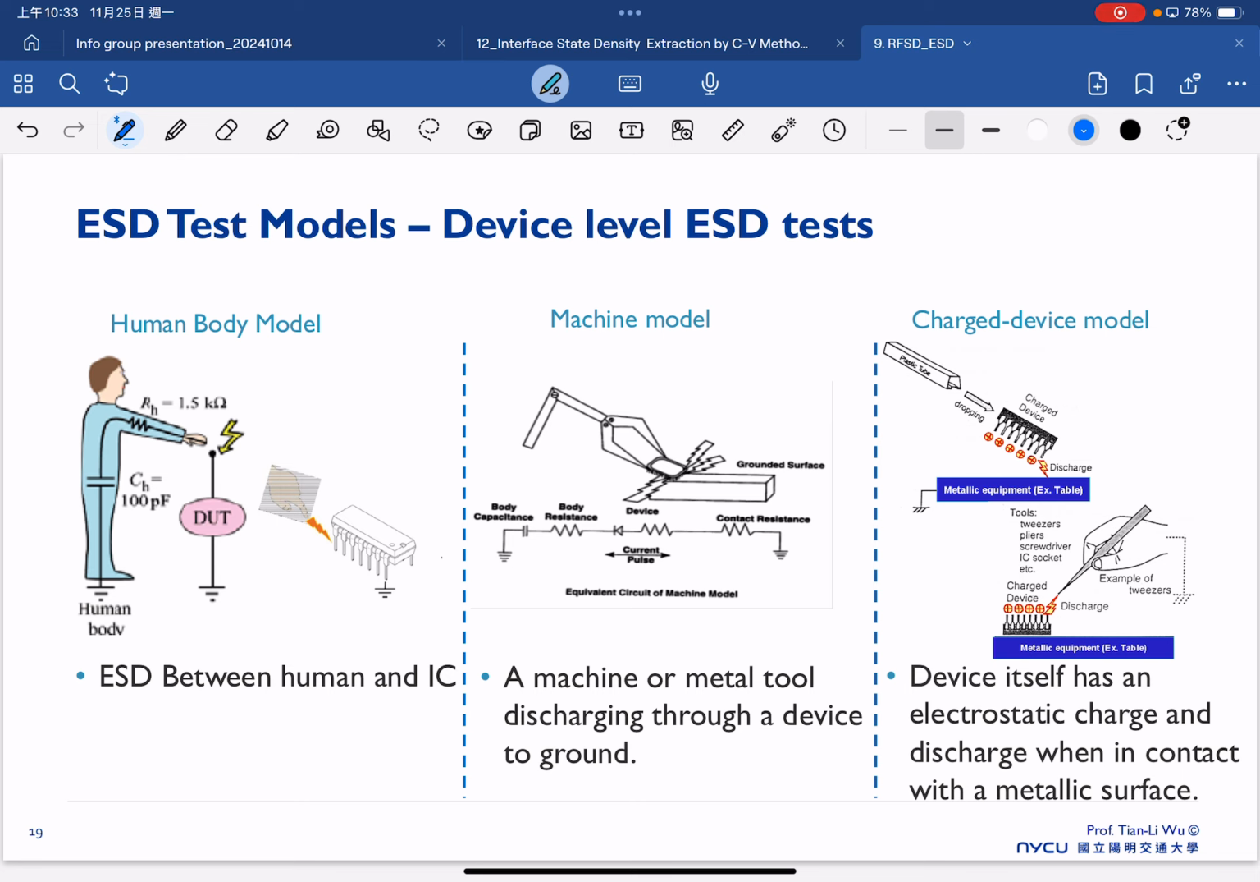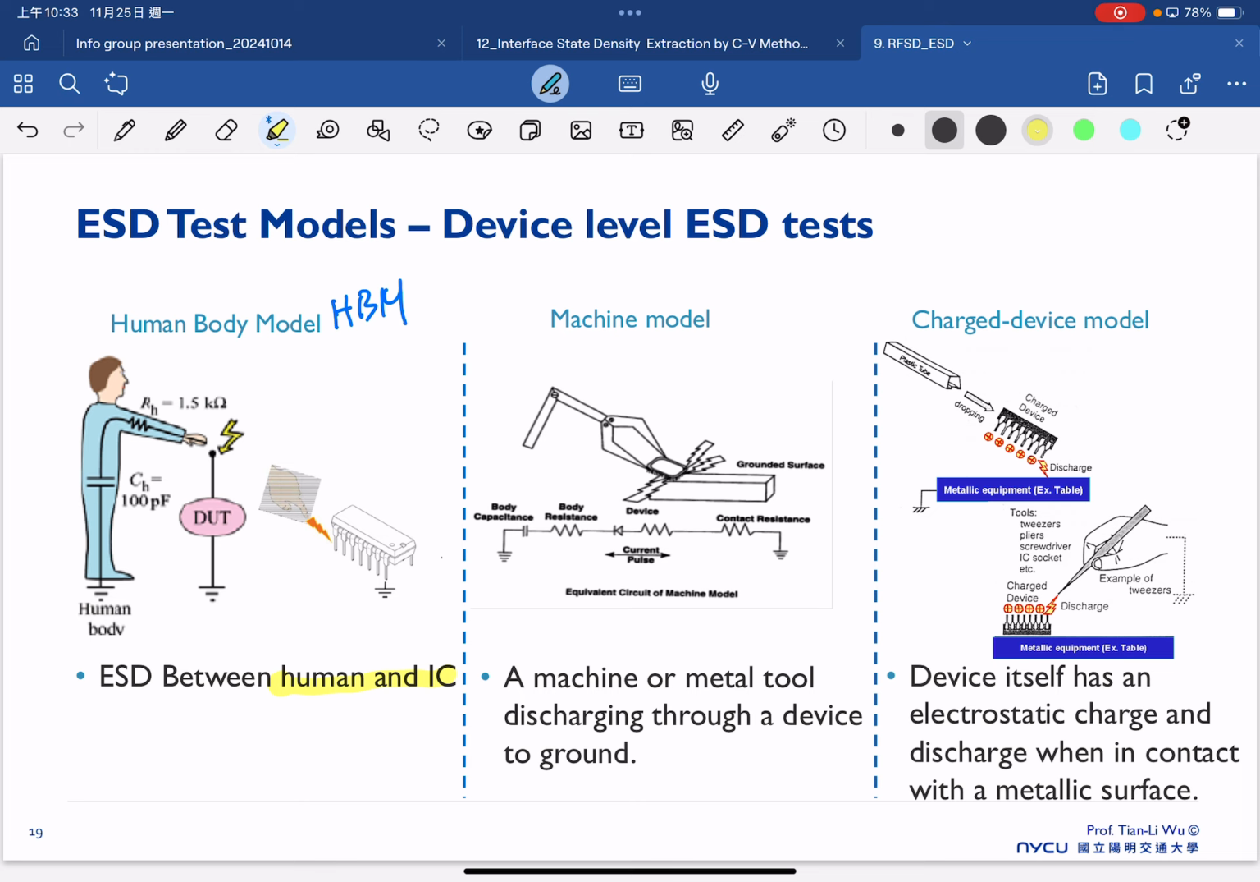So in order to qualify your product at different ESD levels, you need to have the ESD test model. There are three important ESD test models. The first one is what we call the human body model, the HBM. As you already know, as long as we have charge transfer, we can always cause ESD. So the human body model describes the phenomenon between the human and our IC. This is a model to consider the ESD between the human and IC.